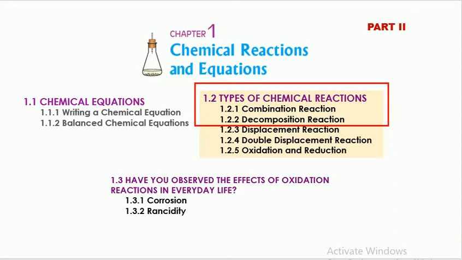This lecture is part 2 of chapter 1, Chemical Reactions and Equations, of the NCERT Science textbook for class 10. In the last lecture, part 1, we studied chemical equations, writing a chemical equation, and balanced chemical equations. In this lecture we will be studying types of chemical reactions: combination reaction and decomposition reaction.